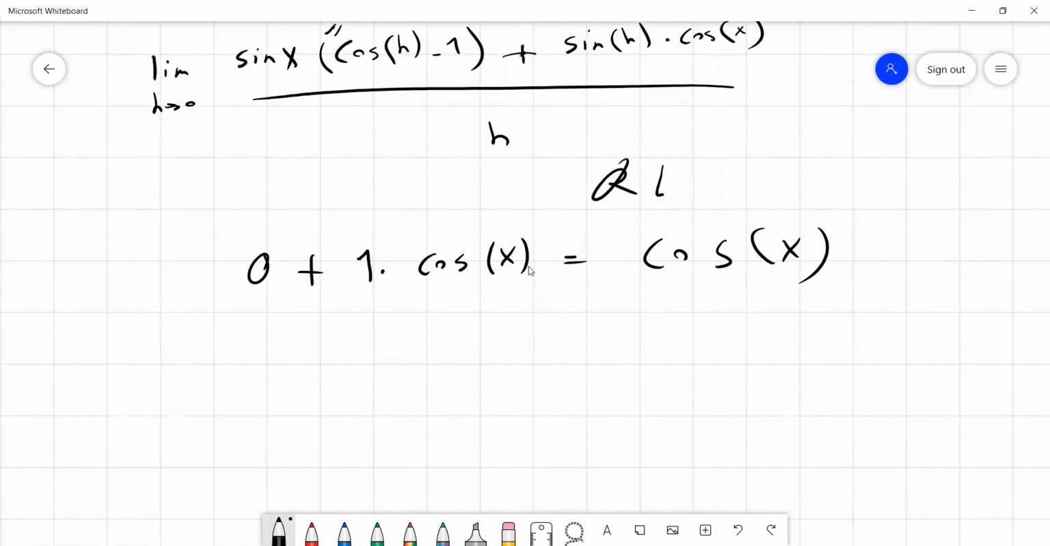And here, if I may, I can write QED. So we just proved that sine x's first derivative is cosine x.